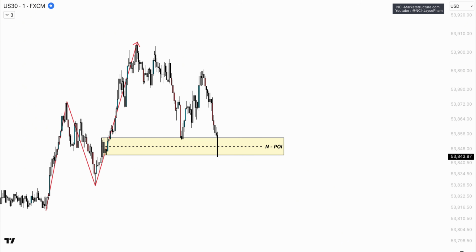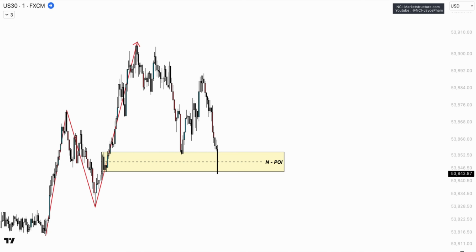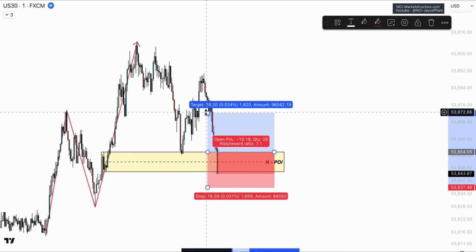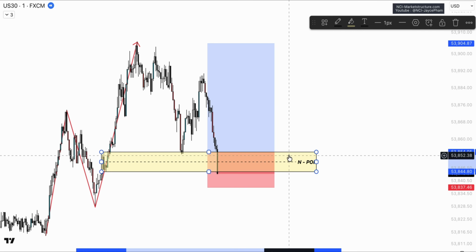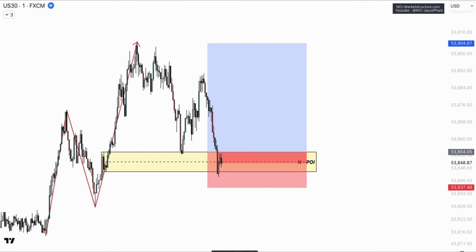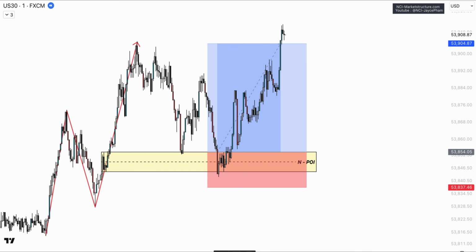If this POI is breached, the key price level is unlikely to hold, leading to a trend reversal. This is because the POI represents the strongest point of that trend. And since this is the trend's strongest point, we will open a long position right here and take profit at the nearest peak. Let's see how the market reacts. Okay, the price has hit the take profit level.